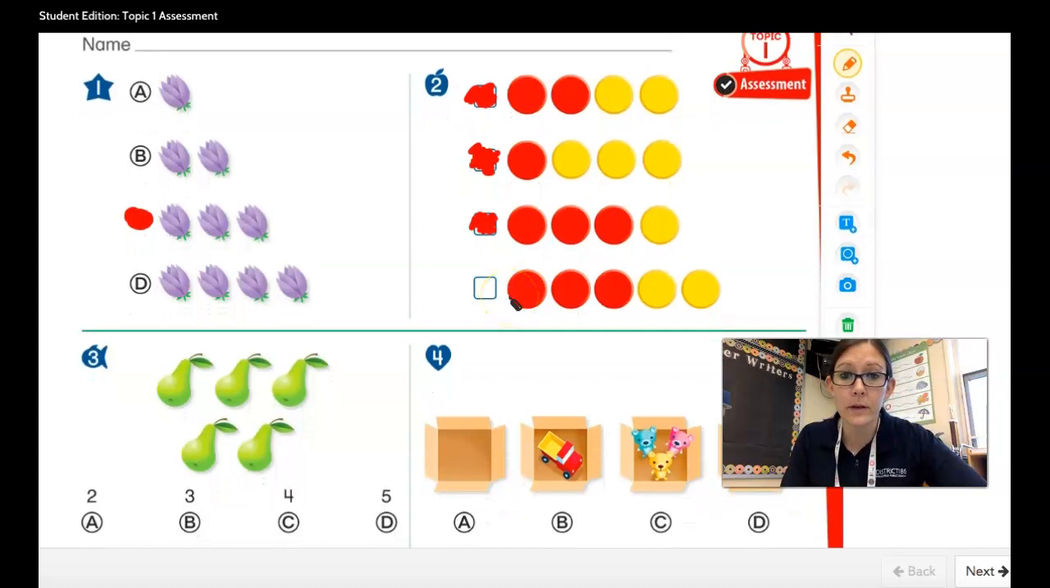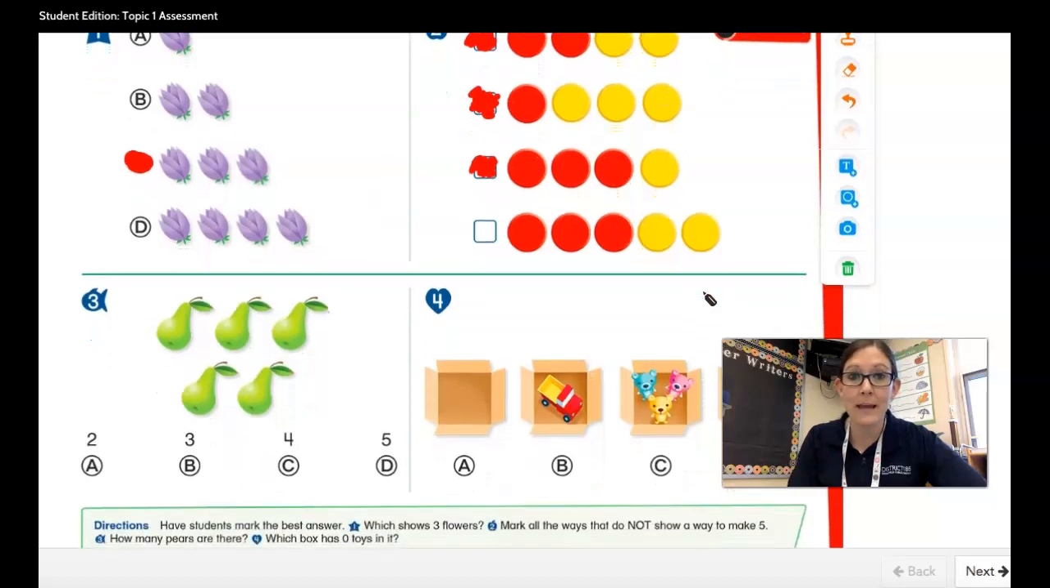Let's look at this last one. 1, 2, 3 reds and 2 yellows. 3 and 2. Does that show a way to make 5? Let's count the whole. 1, 2, 3, 4, 5. Oh, that one does show a way to make 5, so we're not going to mark it. All right, does your paper look like mine?